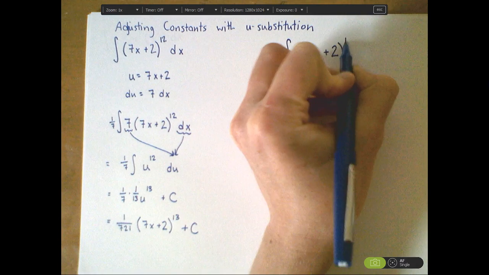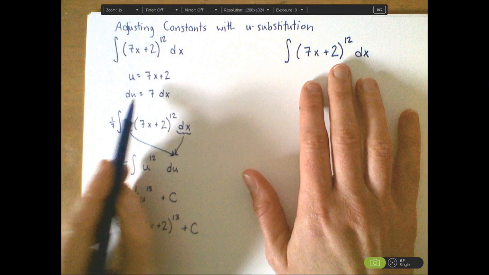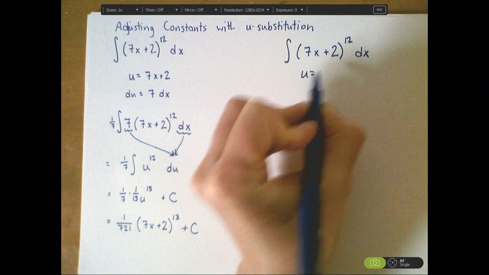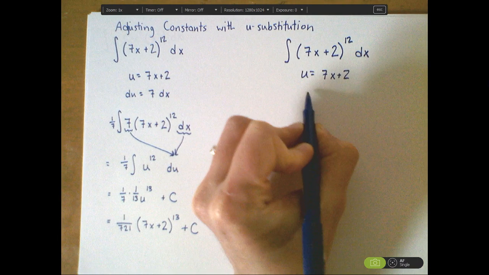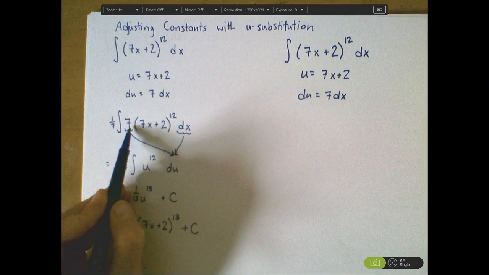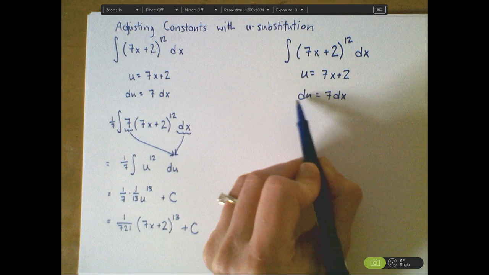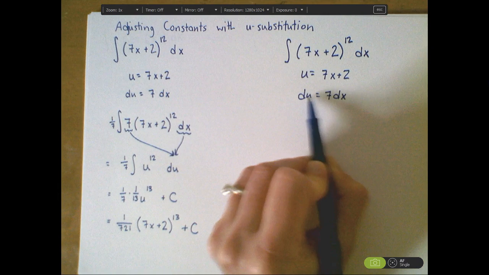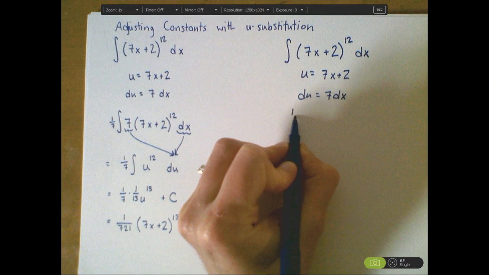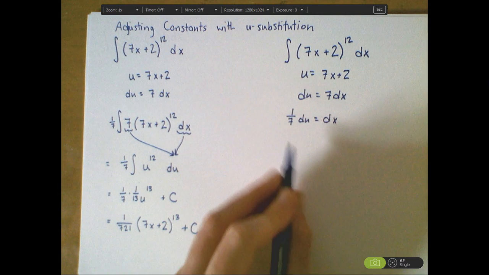So let's look at this problem again, and I'm going to rewrite it in a slightly different way. Not everybody approaches this type of constant adjustment in the same way. I'm going to do the same integral. It's going to have the same u substitution, but in this case, instead of multiplying by 7 and 1/7 into the original integral, I'm instead going to do some algebraic operations to my du. Here, if du is equal to 7 dx, that means I can divide both sides by 7, and I get 1/7 du is equal to dx. This is another way of thinking about it.